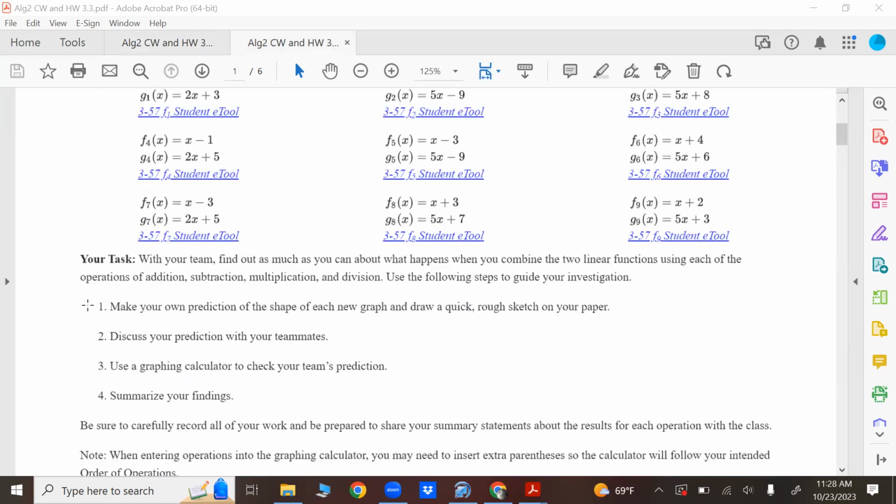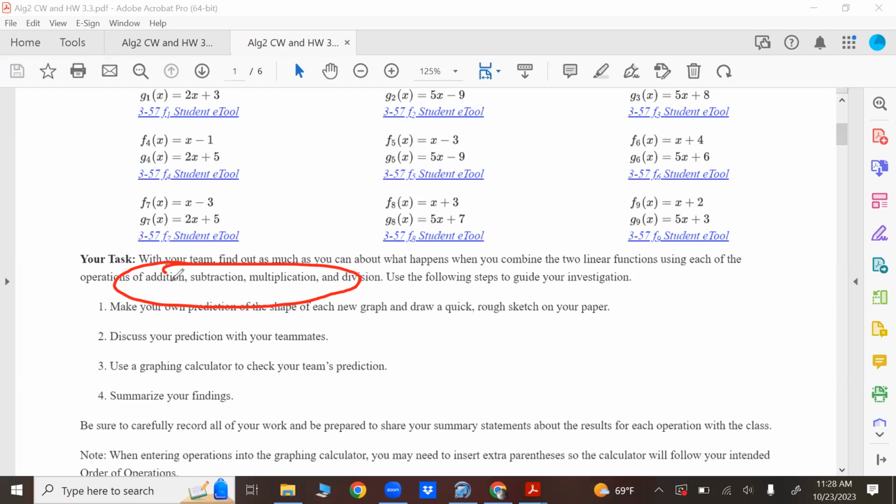So it says here, make your own prediction of the shape of each new graph and draw a quick rough sketch on your paper. And again, you're going to combine these by addition, subtraction, multiplication, and division, right? So you're going to actually be making 4 graphs for one of the pairs I give you. Yeah, you're only going to work with one pair, but you're going to make 4 graphs from that pair. Right? So again, we have that.